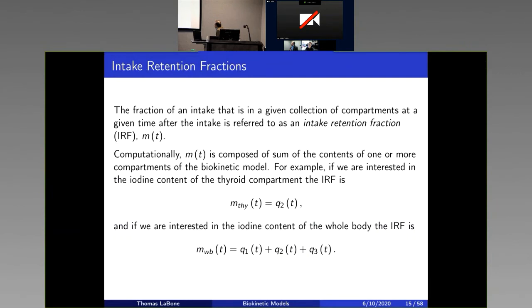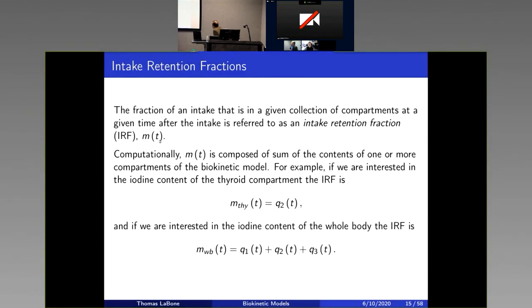Intake retention fractions are basically the bread and butter of the regulatory internal dosimetrists, because we're going to evaluate bioassay data, come up with intakes, come up with doses, compare it to regulations, and decide if we have a problem or not. And so the fraction of the intake that's in a given collection of compartments at a given time is called the intake retention fraction, and it's little m at time t.